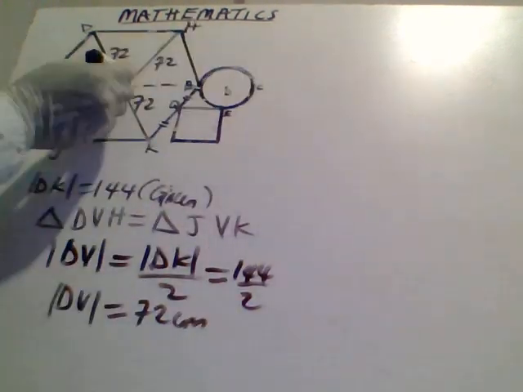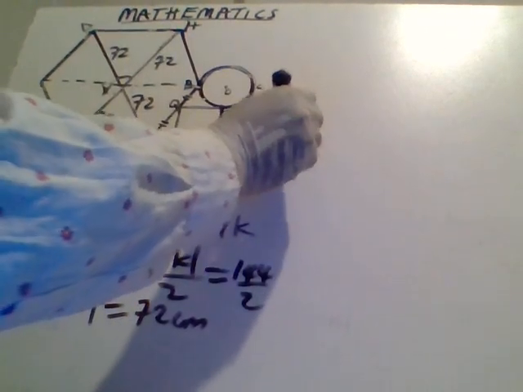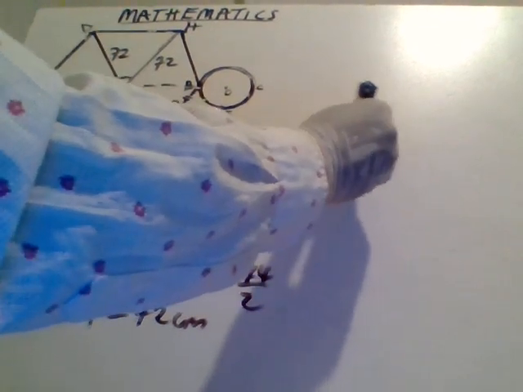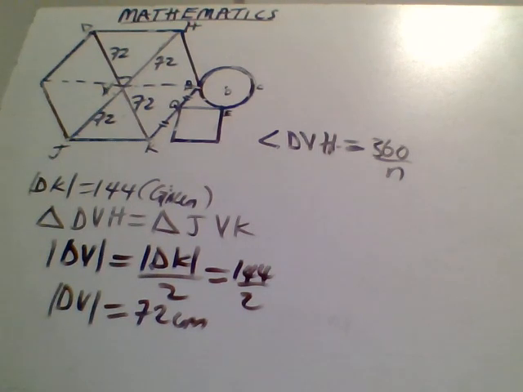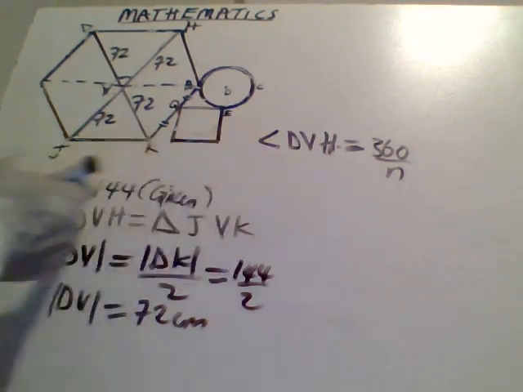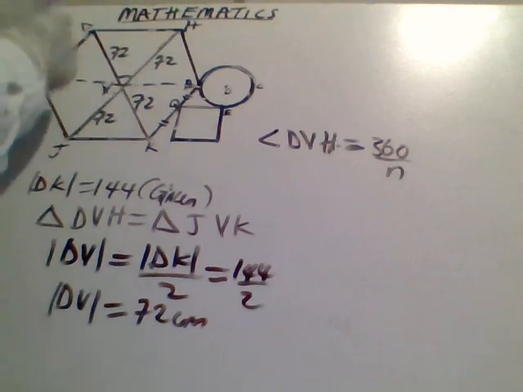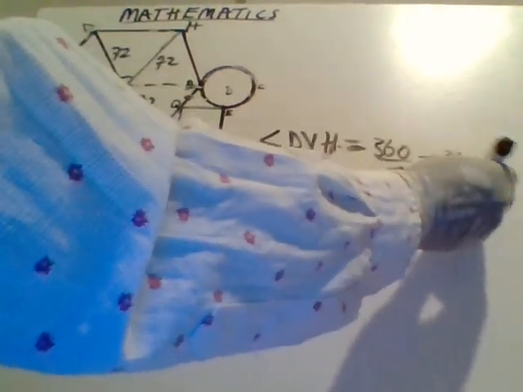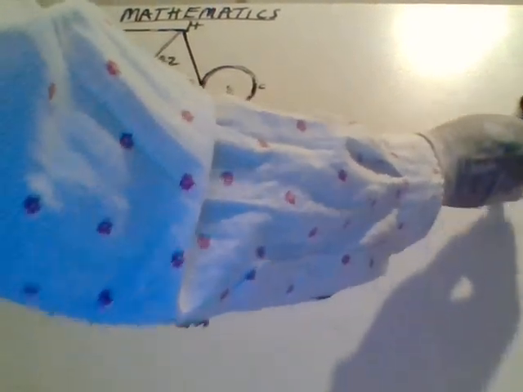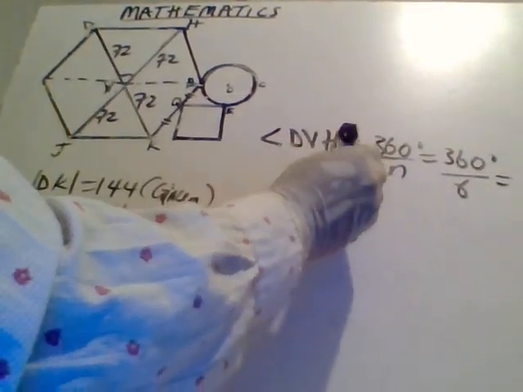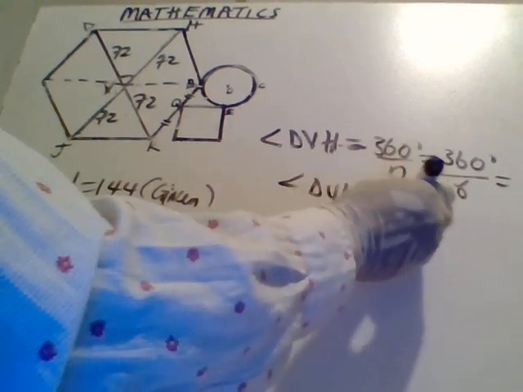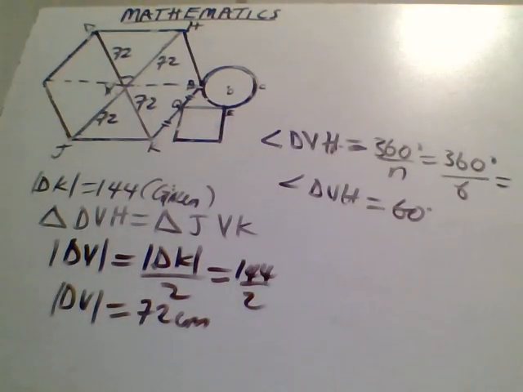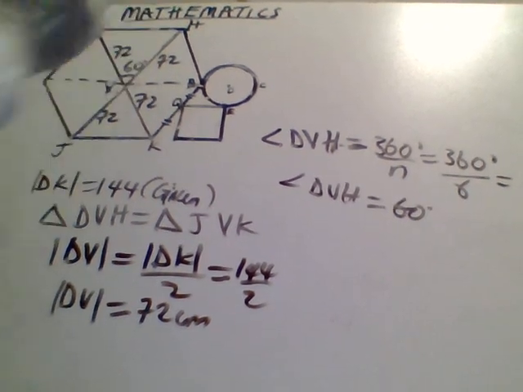So in that case, angle DVH will be 360 divided by the number of sides of the regular polygon. In this case, we have 6 sides. This is a hexagon, so n is equal to 6. That means 360 divided by 6, and that will give us angle DVH equal to 60 degrees.